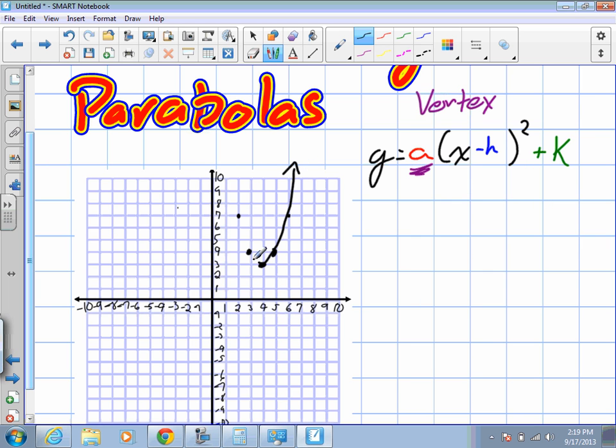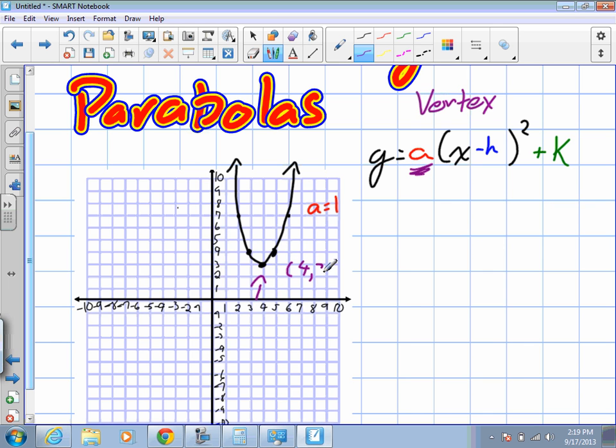Okay. So we know from what we've done by graphing this that the a value is going to be 1. Because we've gone over 1, up 1, over 1, up 3. We didn't do any other multiplying. So we have that a value be 1. But what I want to find out is the h and k values. So the vertex, essentially. And where is the vertex on this parabola?